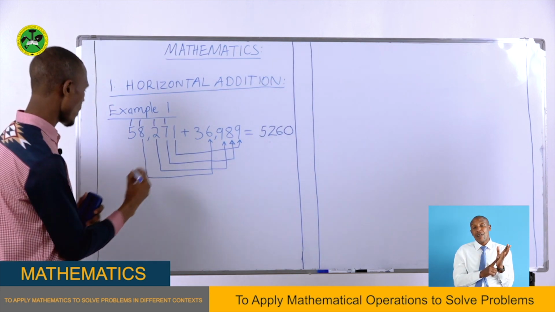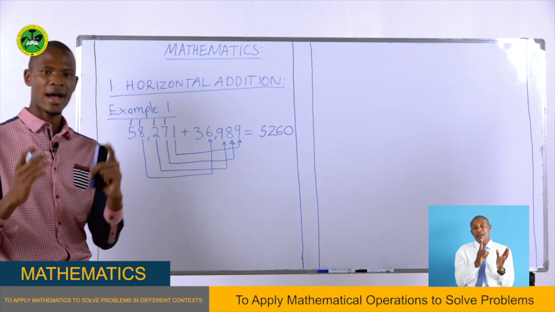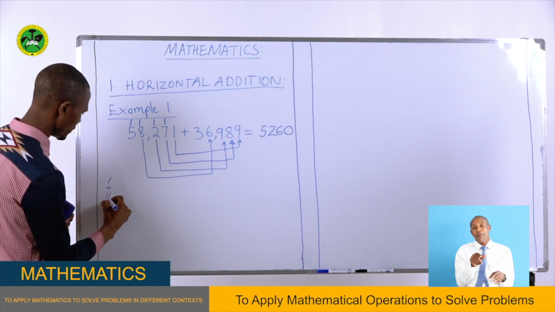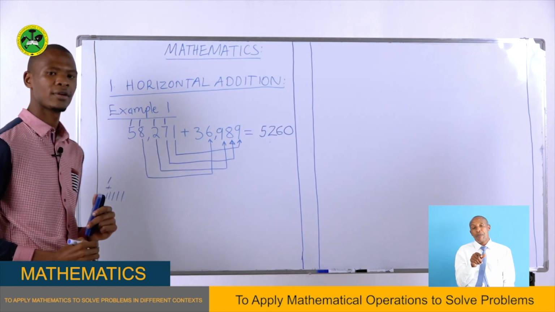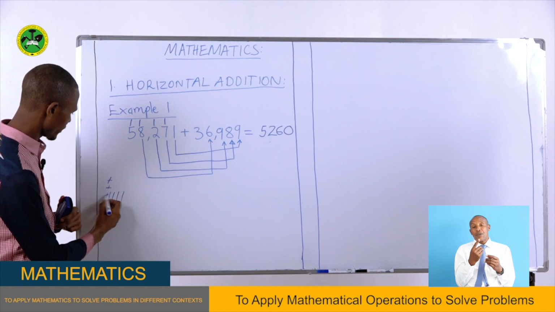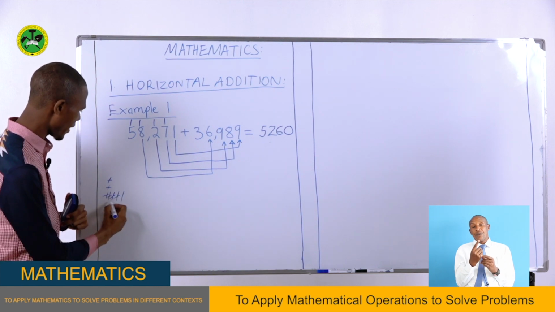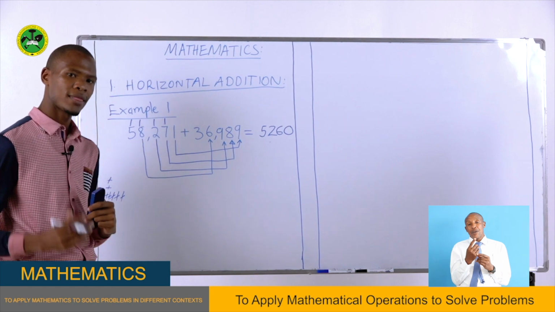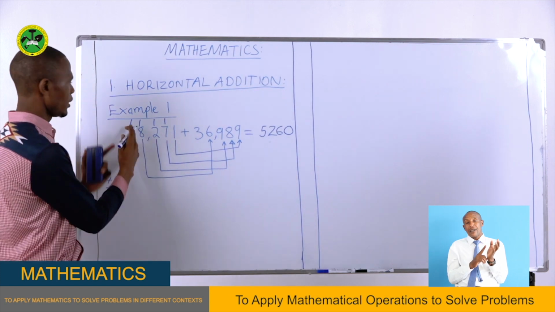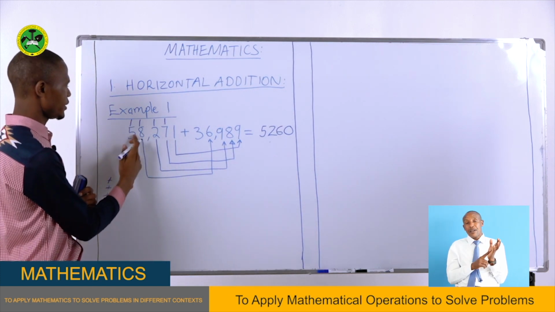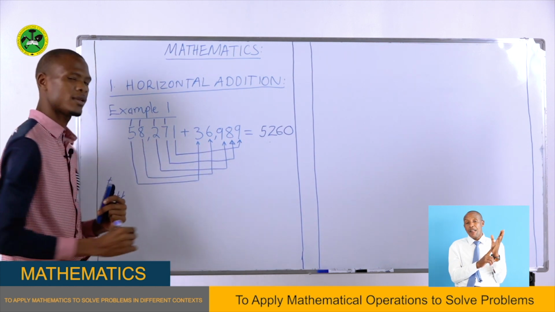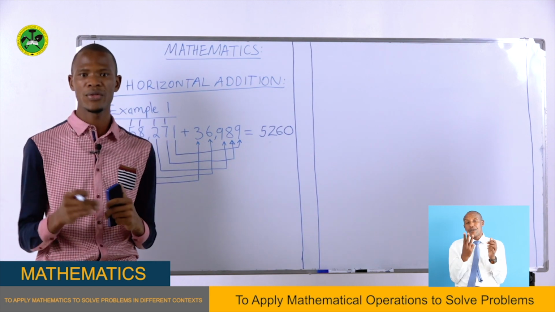So you can count 1 tally and then add 5 tallies. 1, 2, 3, 4, 5. So when you count them together, you'll get the correct answer. 1, 2, 3, 4, 5, 6. Therefore, the sum of 1 and 5 gives 6. So here we have 6. This 6 should be added with 3.